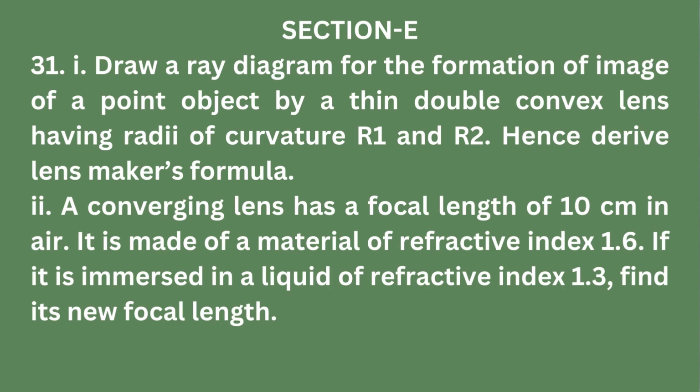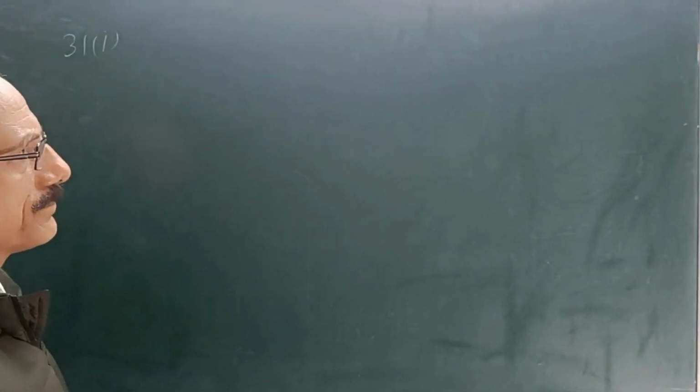Second, a converging lens has a focal length of 10 cm in air. It is made of a material of refractive index 1.6. If it is immersed in a liquid of refractive index 1.3, find its new focal length. 31st, first.